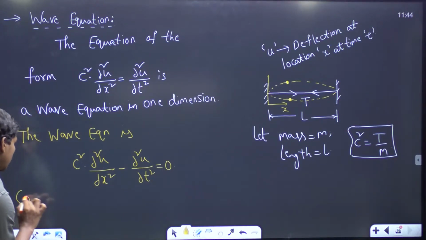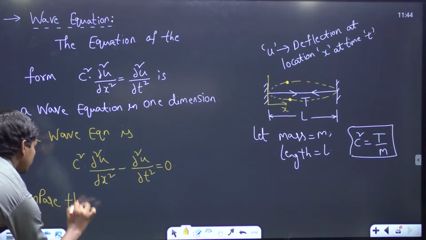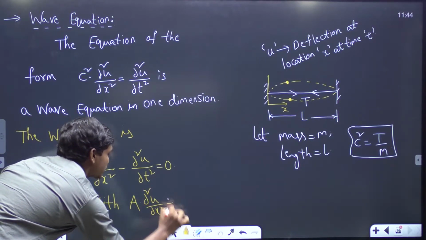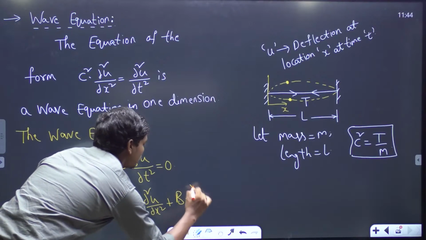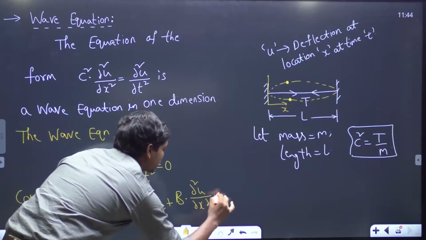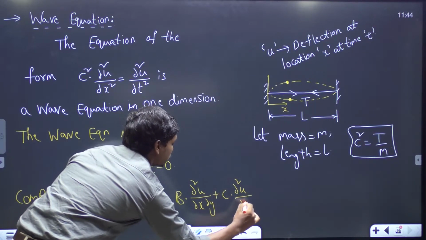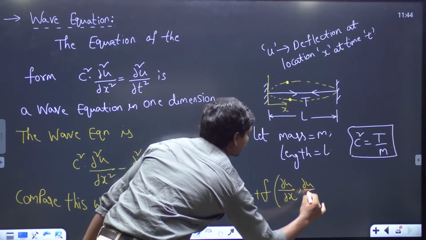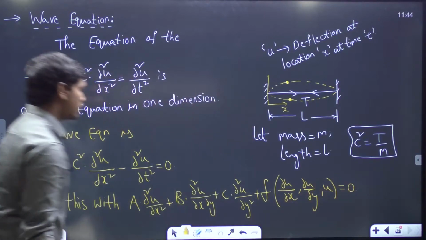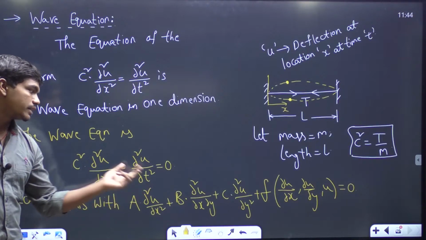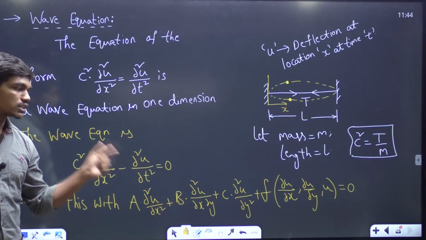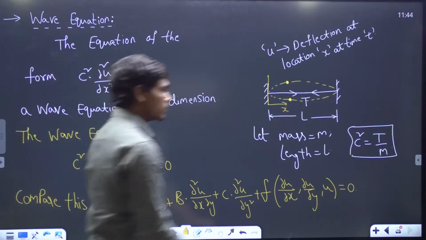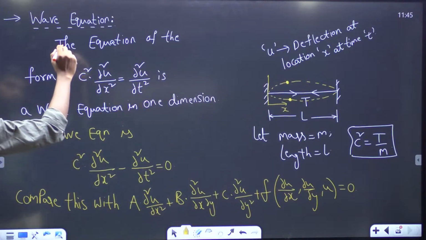a into dou square u by dou x square plus 2b into dou square u by dou x dou y plus c into dou square u by dou y square plus some function involving all the terms dou u by dou x, dou u by dou y, and u. Then if you compare, the value of b is 0 here. Correct? Because there is no term like dou square u by dou x dou t in this equation. When there is no such term, the value of b is 0. Correct? Now if you calculate the b square minus 4ac value from here, it's not changed.